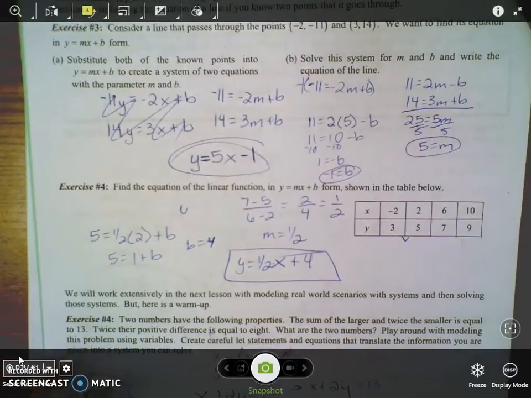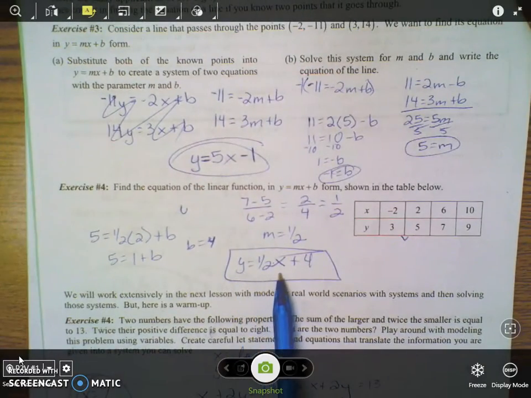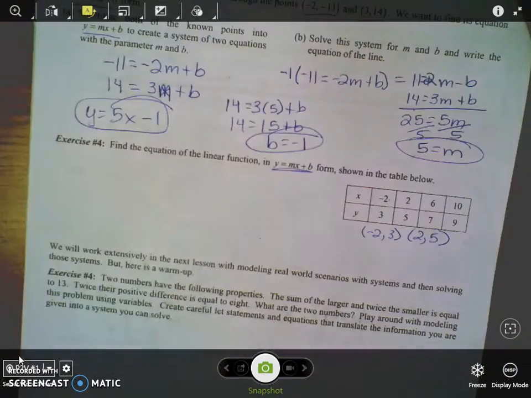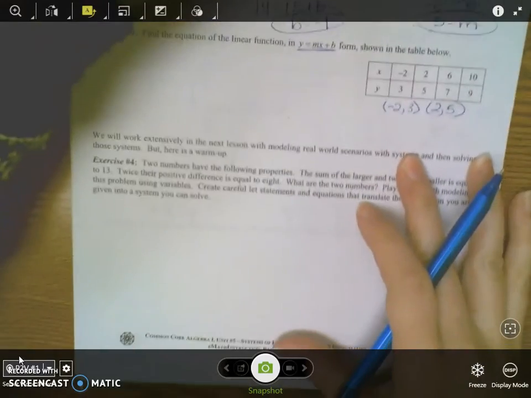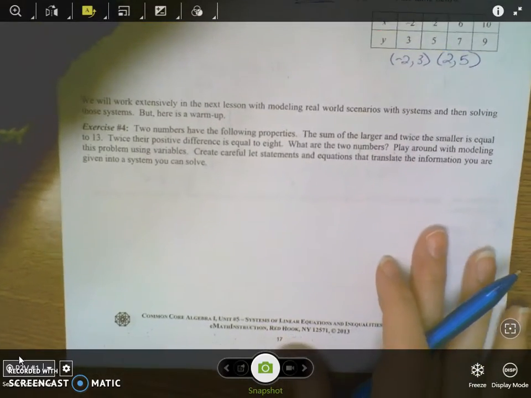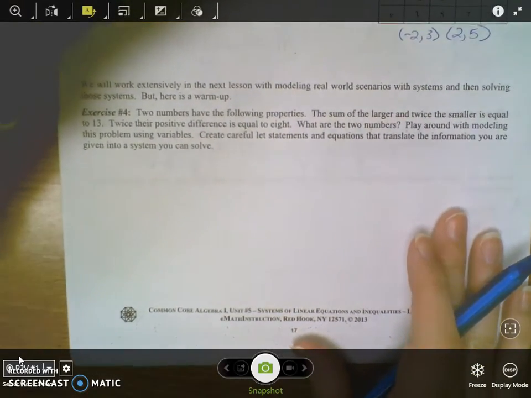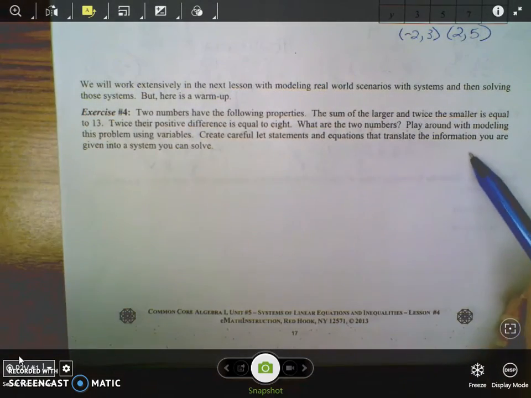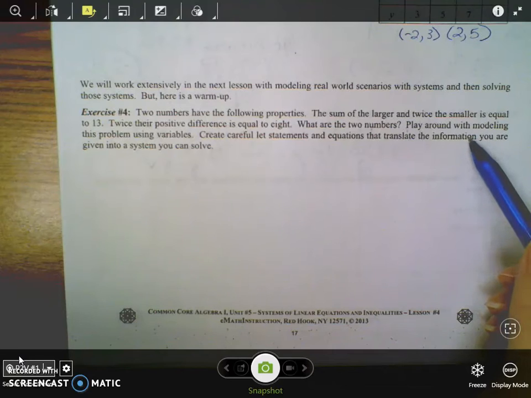Okay, your answer for that one should be y equals 1/2 x plus 4. Okay, last one. Now we're going to look at something where we have a problem we need to solve. We're not given the system, we have to create the system. So whenever you're creating a system of equations, the first thing you're going to do is figure out what your unknowns are and then give them variables.